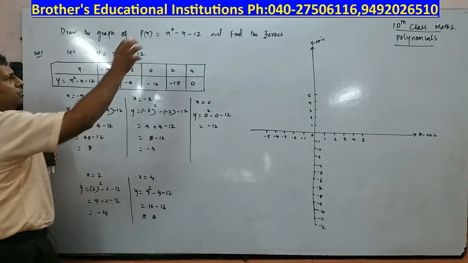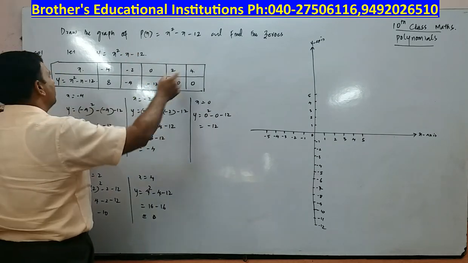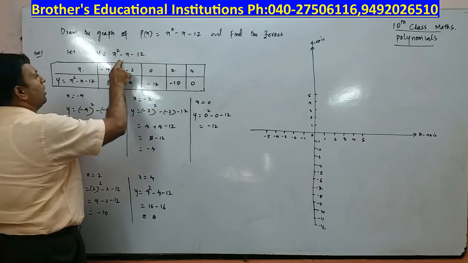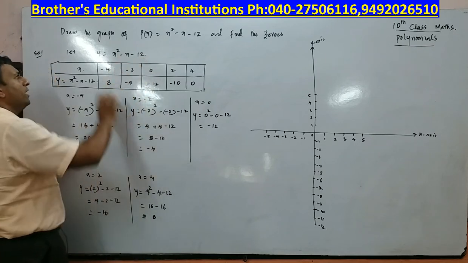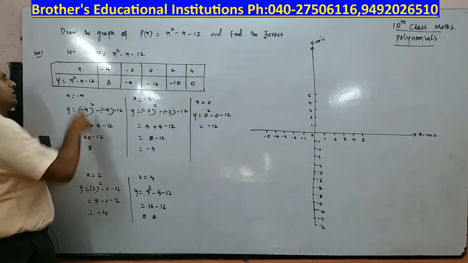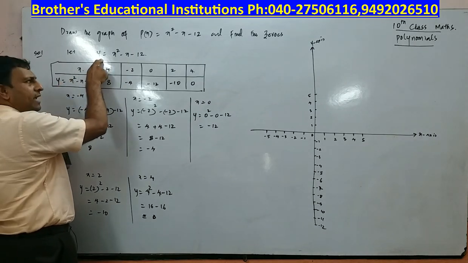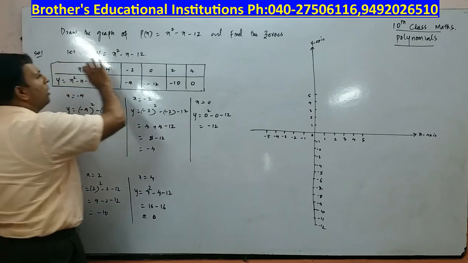So in order to find the zeros of a quadratic polynomial using graphs, I need to assume y is equal to x square minus x minus 12. So I have to draw a table. The table will have 2 rows. One is x, one is y. I am assuming this as y. X will hold all the values.